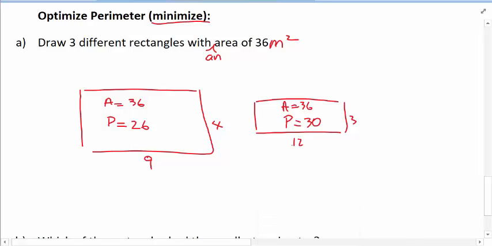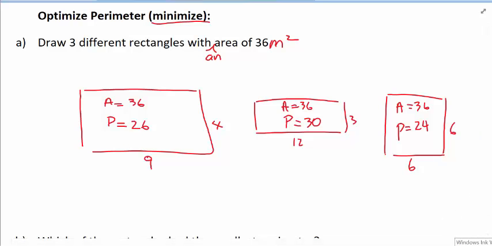So notice here, the same area, but the perimeter is getting bigger as the difference between the numbers gets bigger, right? Yeah, further apart. So guess what you have to make this time again? A square. So the best will be a square, which is 6 by 6. In this case, the area is still 36. However, the perimeter is going to be 24. The perimeter for this one is the least when you make a square again.